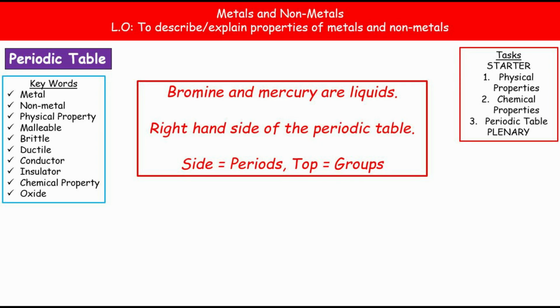Everything else on the periodic table, with the exception of bromine and our mercury of course, are solids. Then what we find is the numbers that are running down the left hand side of the periodic table, those are the period numbers, and the numbers across the top, those are the group numbers.